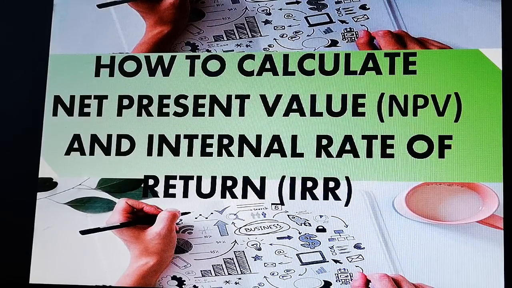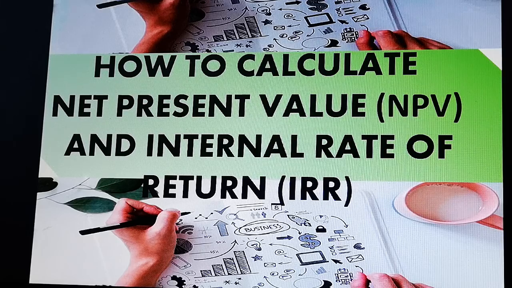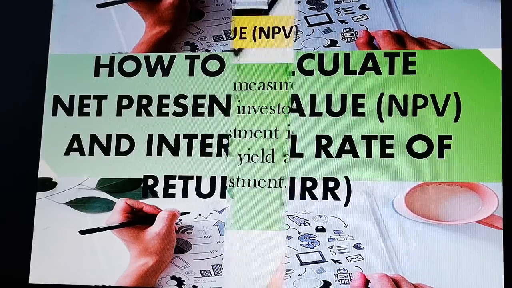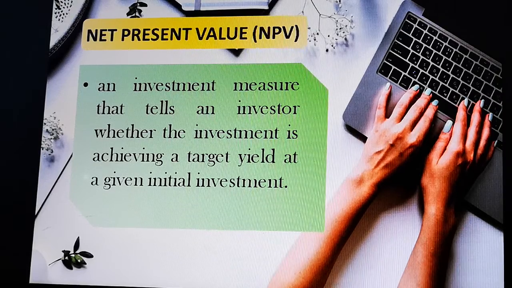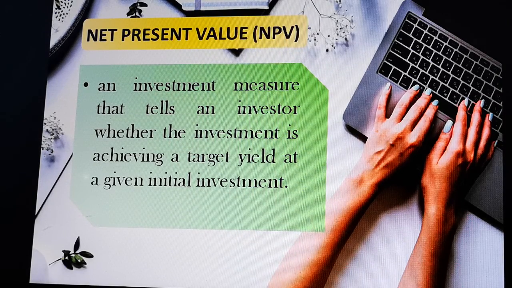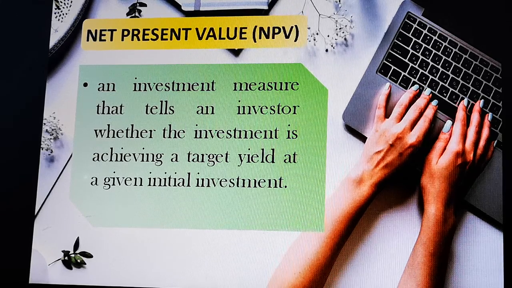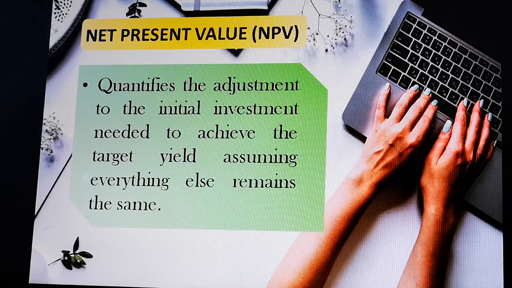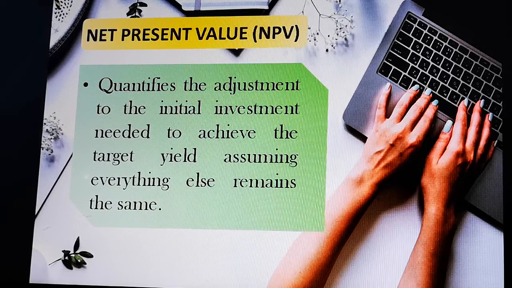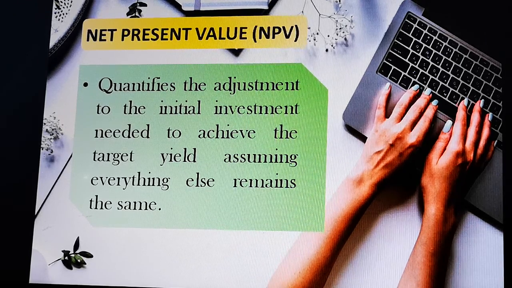Our lesson for today is how to calculate net present value, NPV, and internal rate of return, IRR. Let us first define the meaning of net present value and internal rate of return. The net present value is an investment measure that tells an investor whether the investment is achieving a target yield at a given initial investment. It quantifies the adjustment to the initial investment needed to achieve the target yield, assuming everything else remains the same.